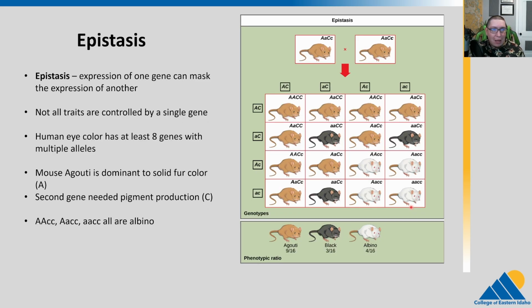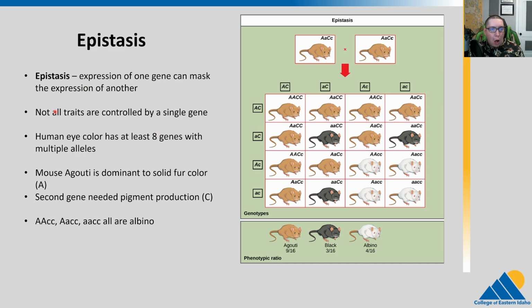All right. Another problem here is that how genes actually function to make the phenotype happen is more complicated than Mendel could understand. So there is a concept called epistasis. This is where the expression of one gene can mask the expression of another gene. Epistasis literally means standing upon, so that's kind of what it's getting at, right?